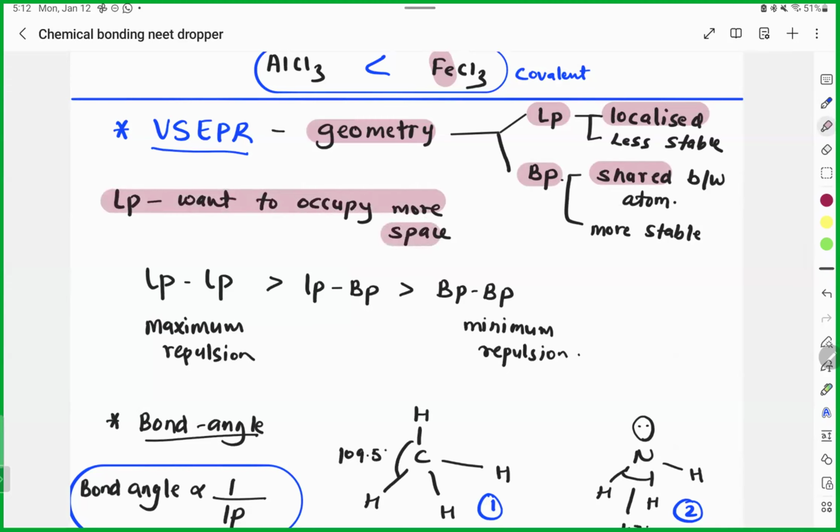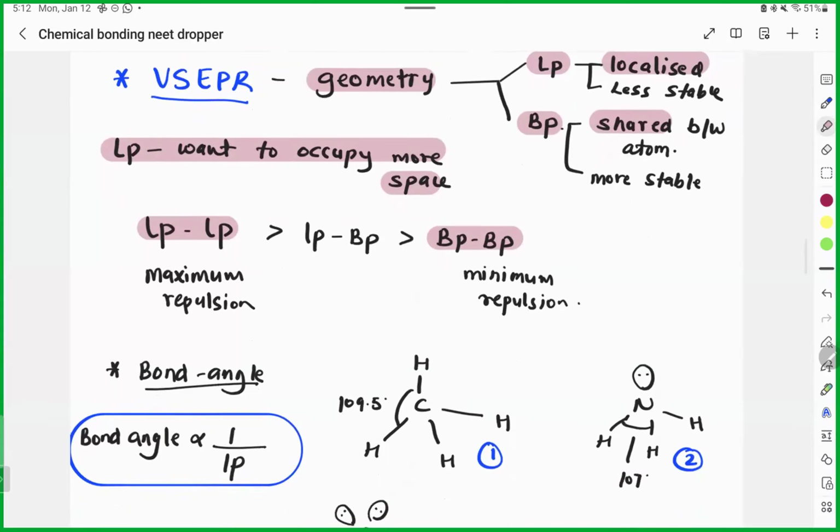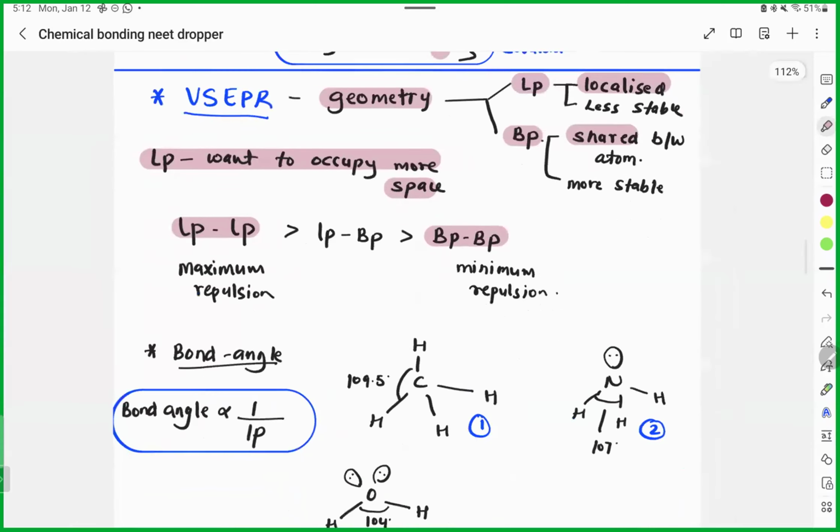To get the maximum space, lone pairs will repel each other. Then bond pairs will repel minimum. Why? Because they are already stable. Why would they want to repel? But lone pairs want to get more space. That's why they are less stable and show maximum repulsion. And why maximum repulsion? To get stability. Any doubt, guys? Ask your question.